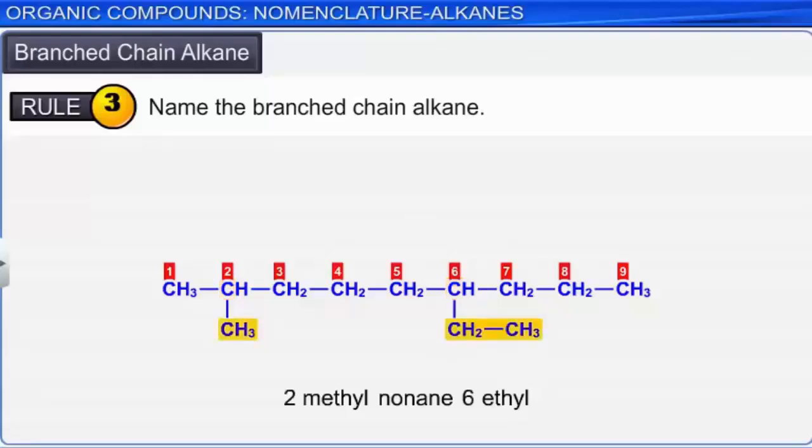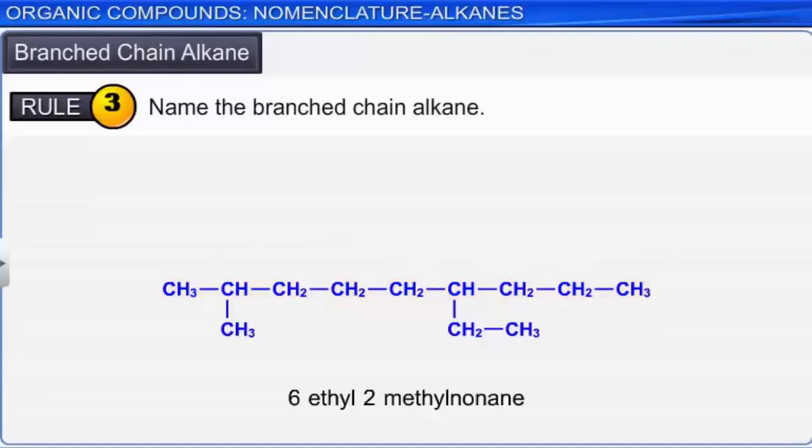If more than one alkyl substituent is present, then the names of the alkyl groups are listed in alphabetical order. For example, in this compound, the alkyl groups methyl and ethyl are affixed to the alkane nonane in alphabetical order, and the positions of the substituents are 2 and 6. Hence, the name of the compound is 6-ethyl-2-methylnonane. The numbers are separated from the alkyl group name by using a hyphen.